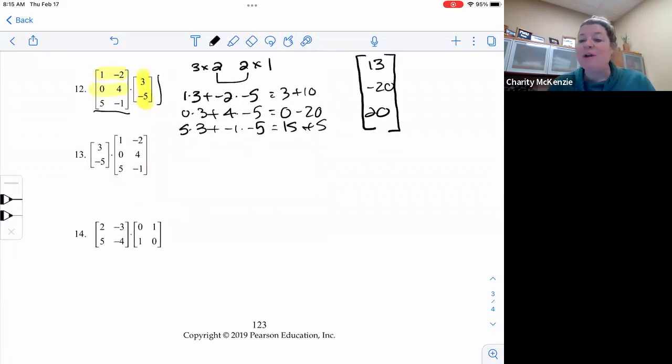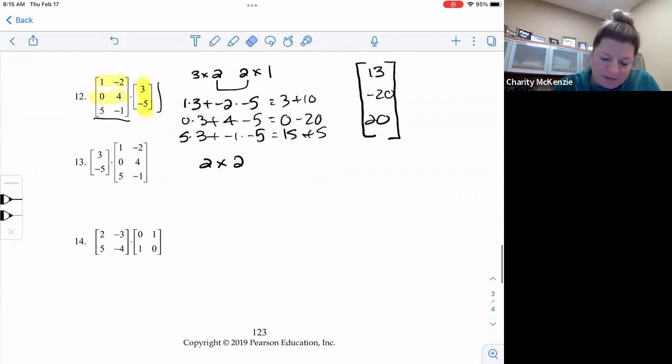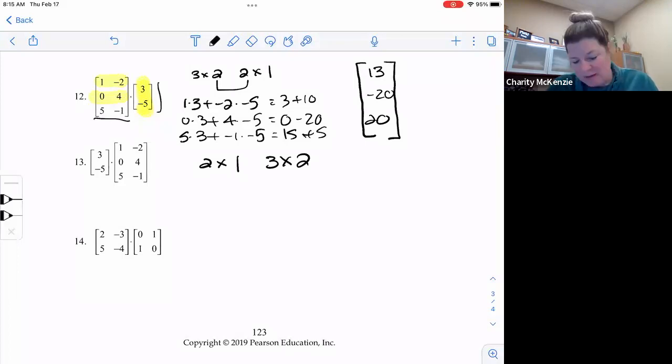Let's just decide if we could multiply them. So the first is a 2 by 1, and then a 3 by 2. Can I multiply these? No. Because if you think about our process, it would be this one times this. They don't match. So no, we can't do this.